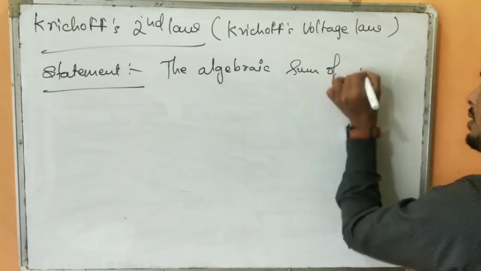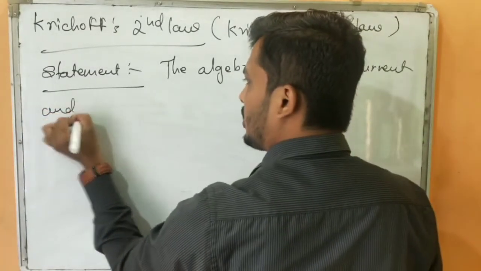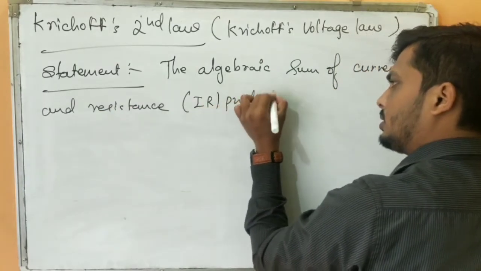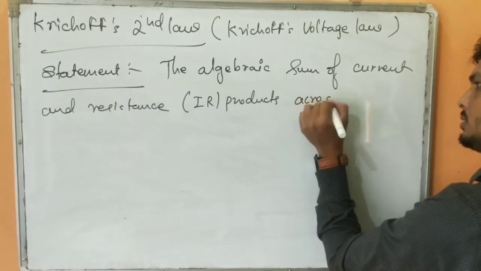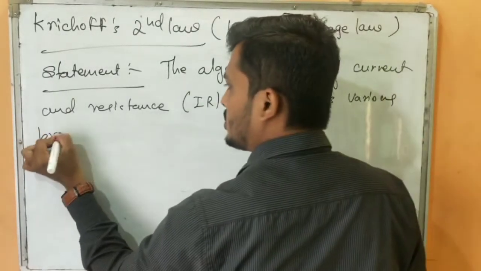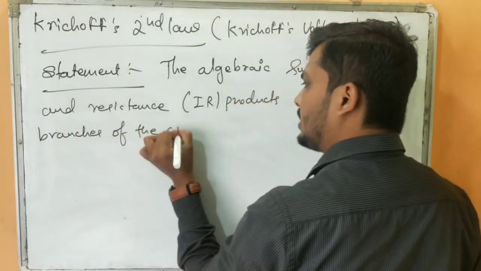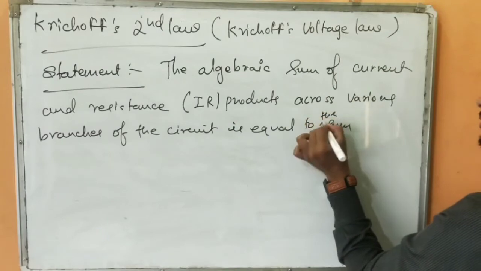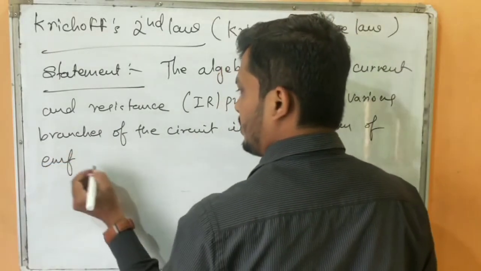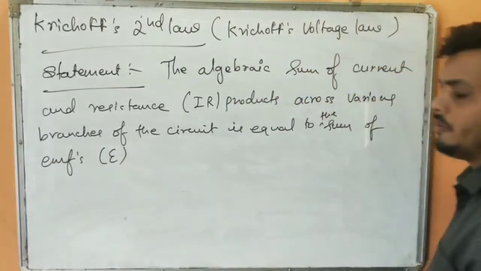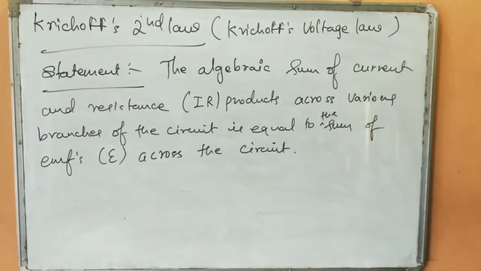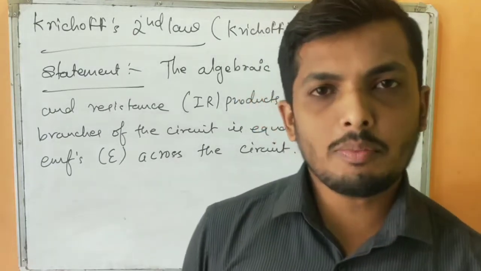the algebraic sum of current and resistance products, that is IR products, across various branches of the circuit is equal to the sum of the EMF across the various branches of the circuit. Okay, so it is a very simple law. Try to understand it. What it states is that the algebraic sum of the IR products will be equal to the sum of the EMF.